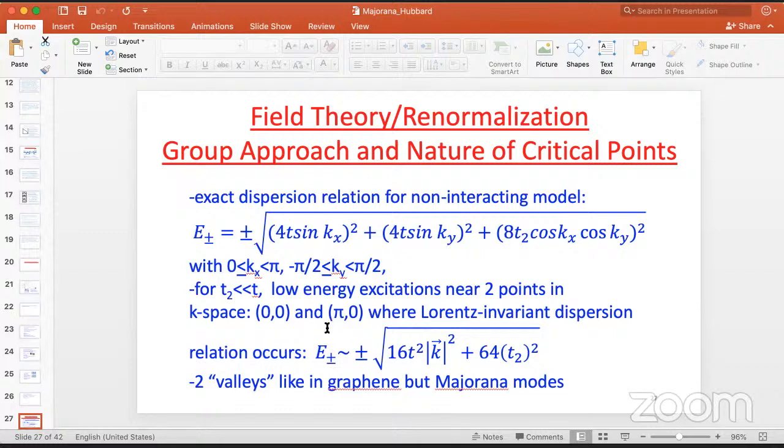So we get 2 valleys. Again, we can restrict ourselves to kx positive, from the Fourier transforming, and the fact that the gammas in position space are real, or Hermitian. So we get 2 points in k space which have low energy excitations, one at (0, 0), and one at (pi, 0).